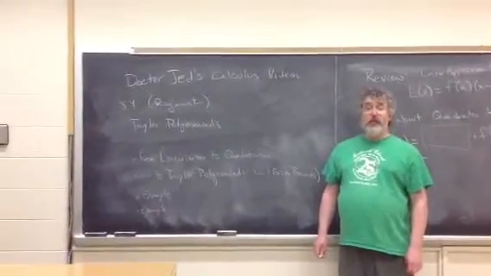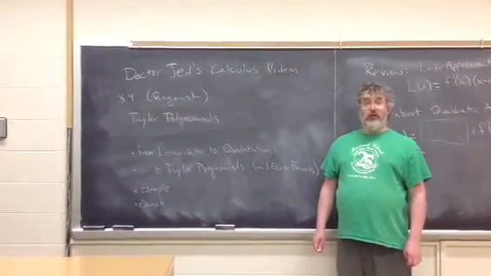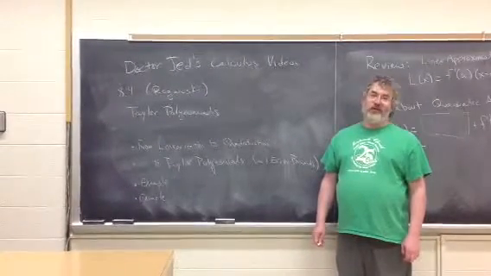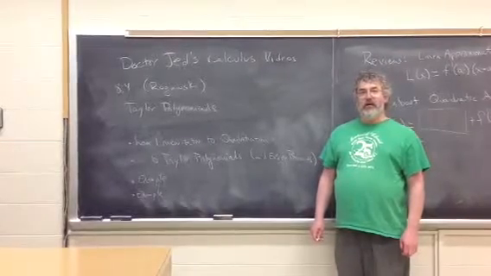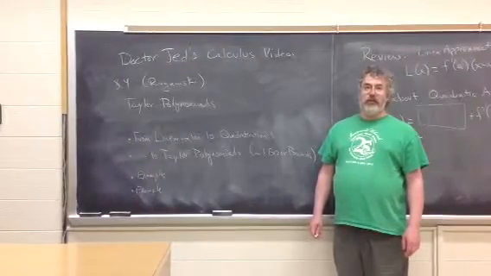Today's lesson is 8.4 from Rogawski, Taylor polynomials. This is sort of out of order because last lesson was 4.1, chapter 4. Now we're jumping to chapter 8, and after this we jump back to chapter 4 again. But it's related to linear approximations, which was 4.1. So that's why we're going to do it here.